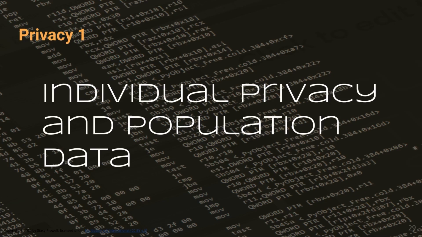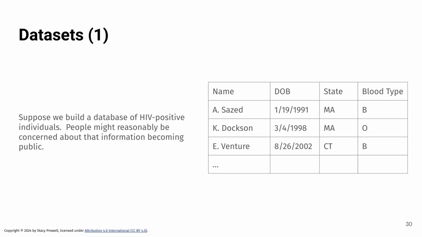All right. Let's talk about individual privacy and about population data. So, suppose we want to build a data set of all the HIV positive individuals in the country. People might be concerned that you're building this data set, right? Because they might be concerned the information could become public and they could be discriminated against in a variety of ways. And so as we're building this data set, we now have the responsibility to make sure that doesn't happen.